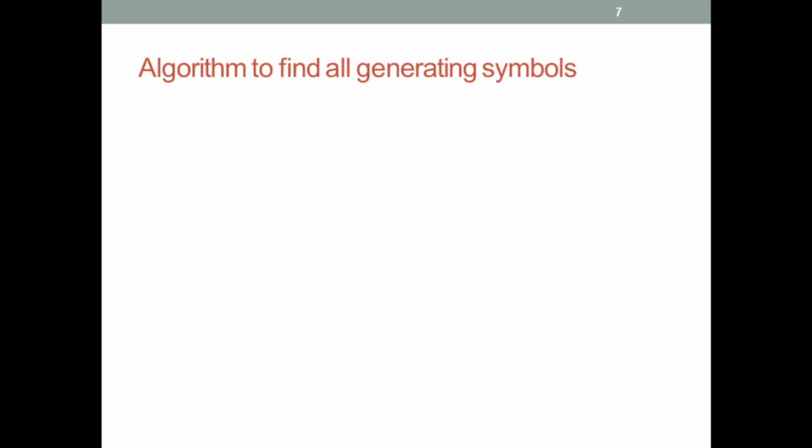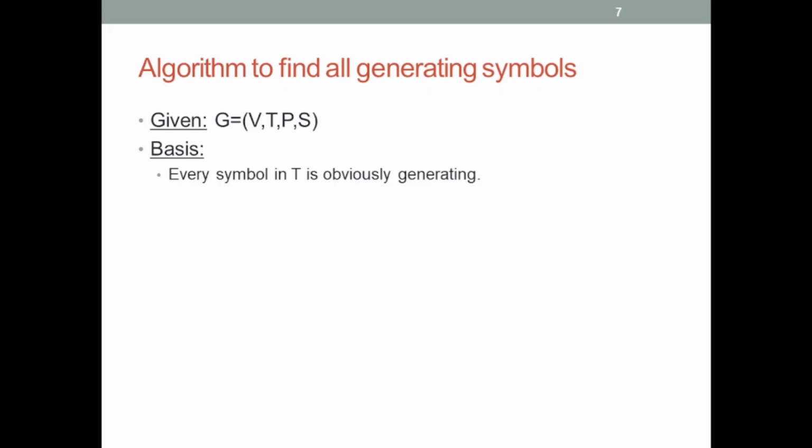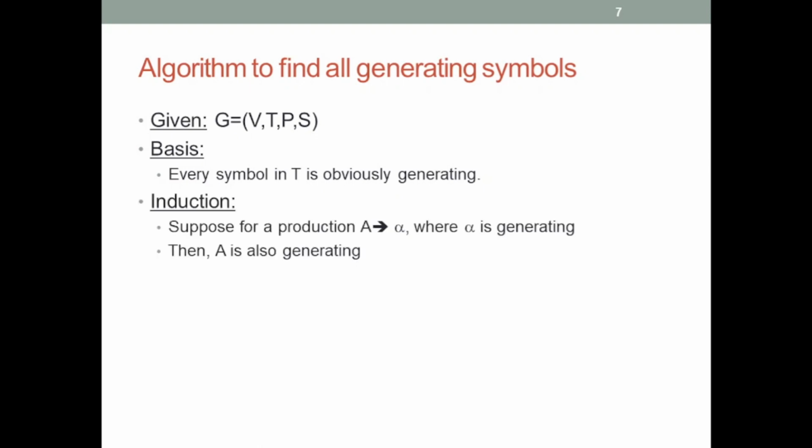Next, the algorithm to find all generating symbols. Given the grammar G equal to V, T, P, S. What is the basis? Every symbol in T is obviously generating, that is, terminal symbols. Next, suppose there is a production A derives alpha, where alpha is generating. Then capital A is also generating.